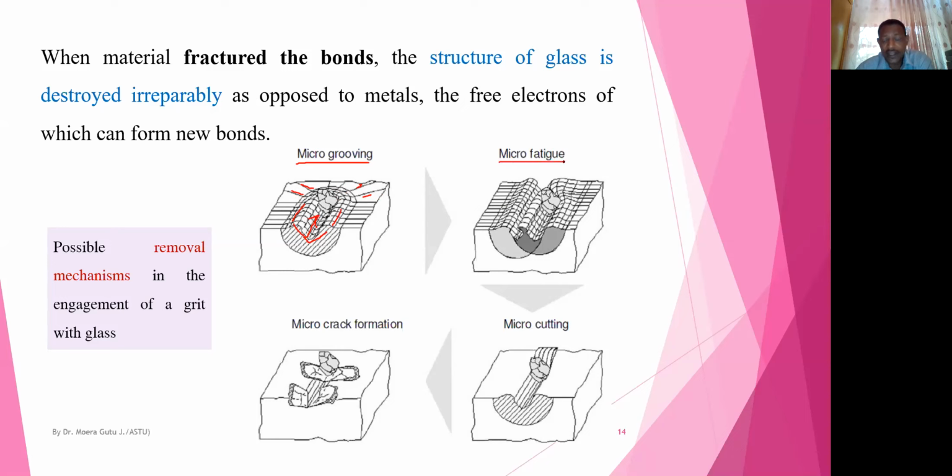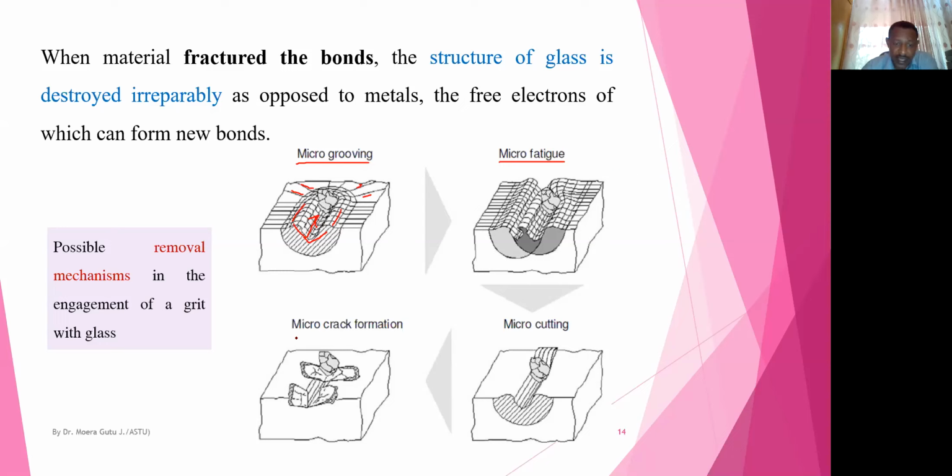Micro fatigue is also one form of material removal process during machining glasses. Fatigue is, as you know, when repeated cyclic loads are applied on the workpiece material by a cutting tool, then the material removal or chip formation is in the form of micro fatigue.